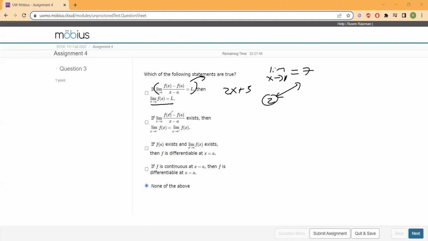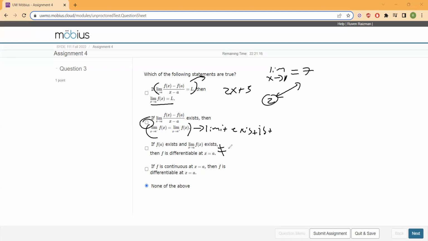If the derivative exists, then the limit as x approaches a from the negative side of f of x equals the limit as you approach from the right side of f of x. And this is true because it means that the limit exists. And we know that if you can take a derivative somewhere, then the limit there must exist. So this is true. If f of a exists and the limit of f of x exists, then f is differentiable at x equals a.